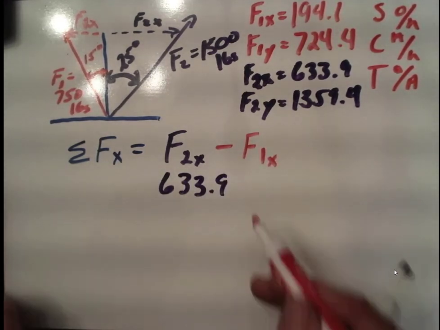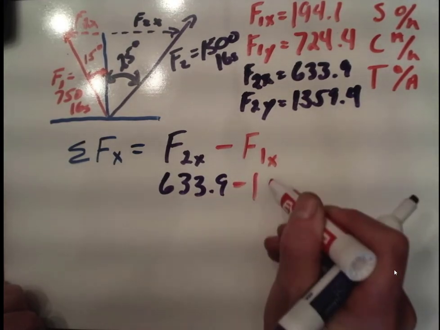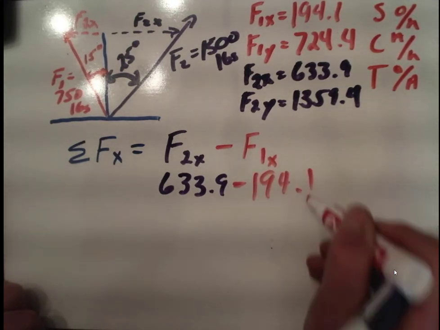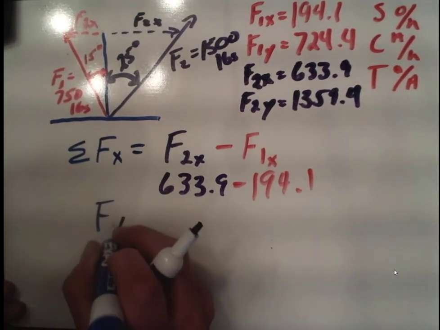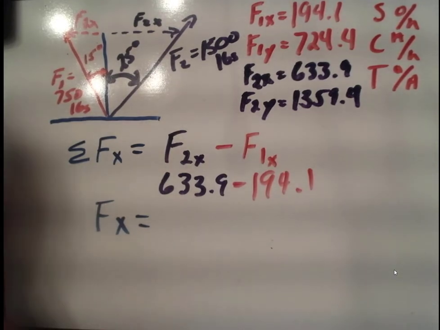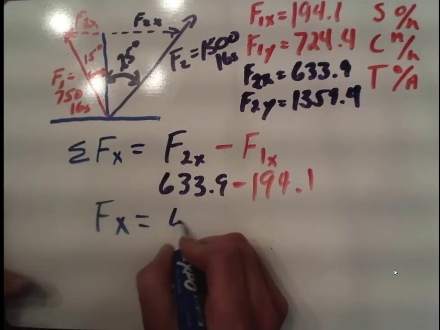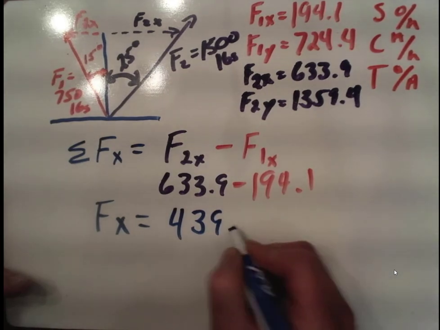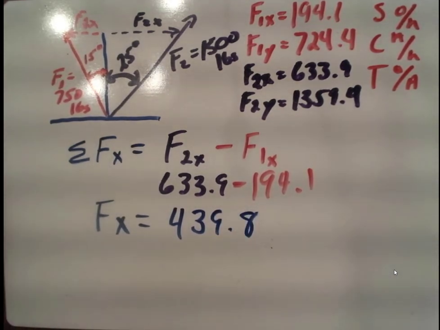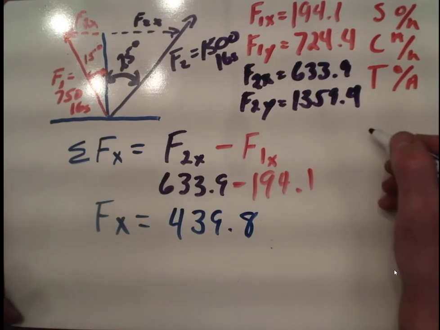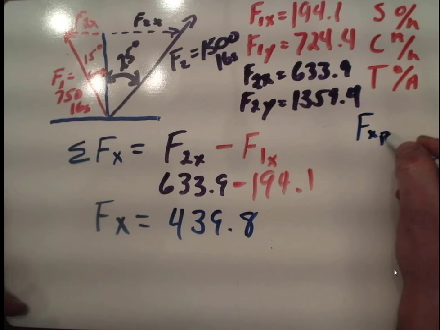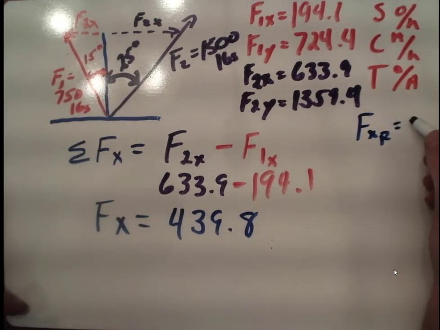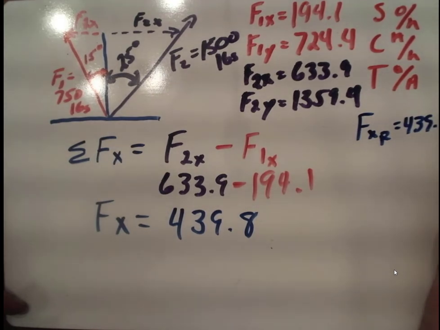633.9 minus 194.1, and the resultant force x component equals 439.8. So we're going to write that up here. Force x resultant equals 439.8.